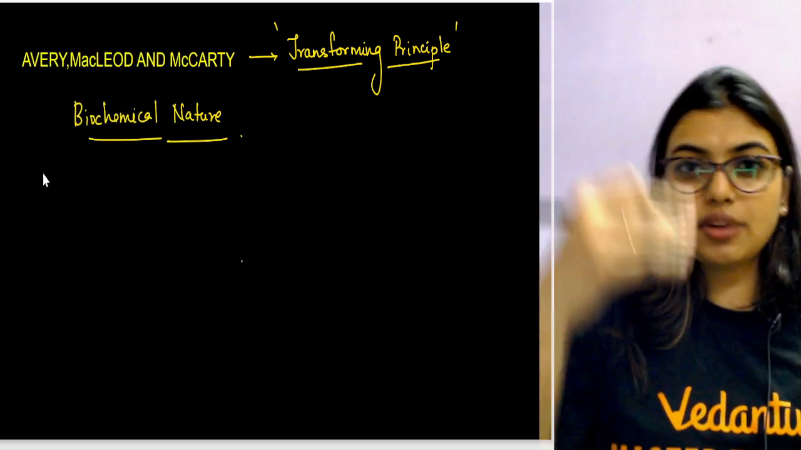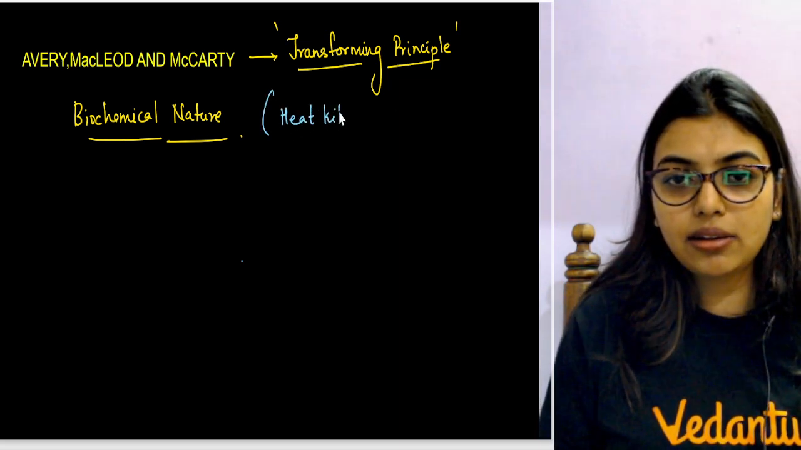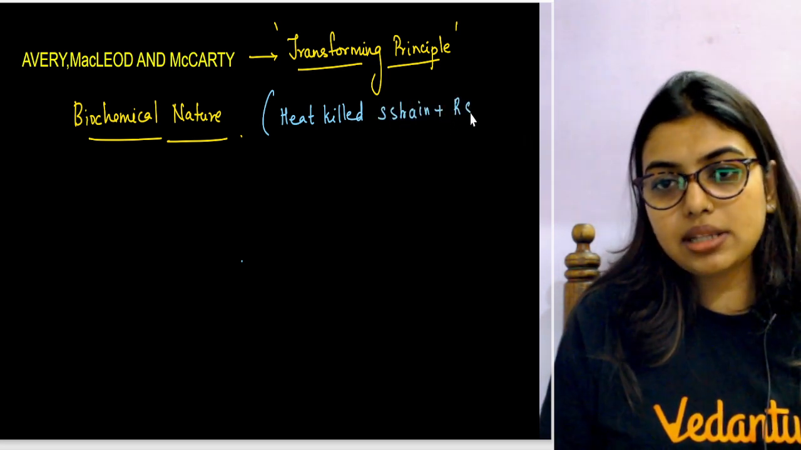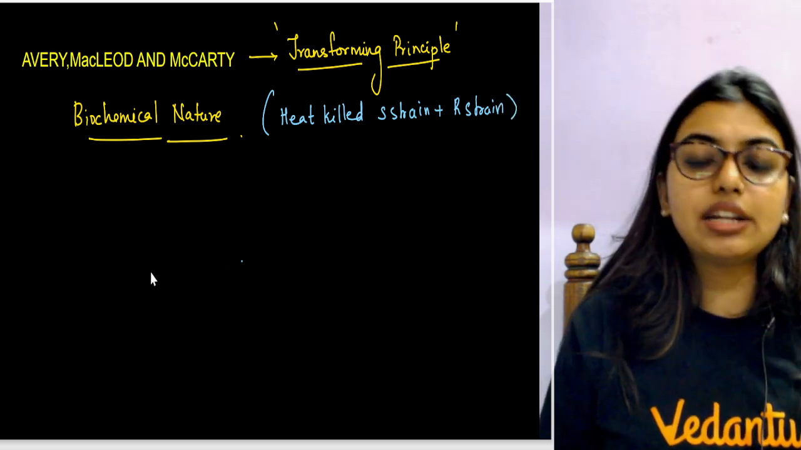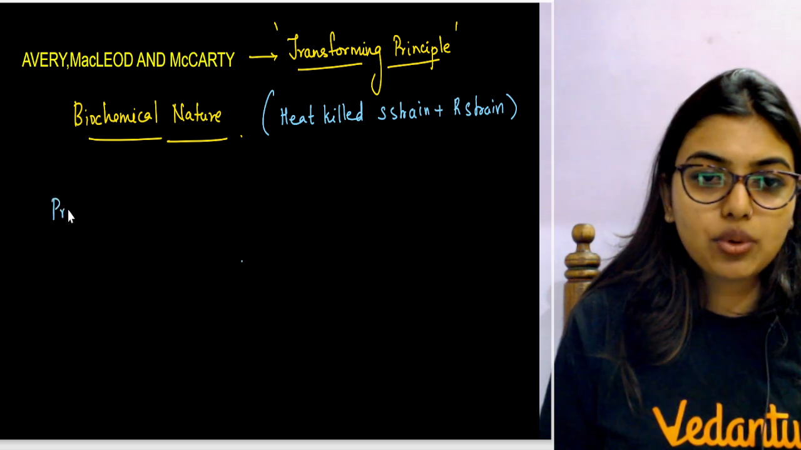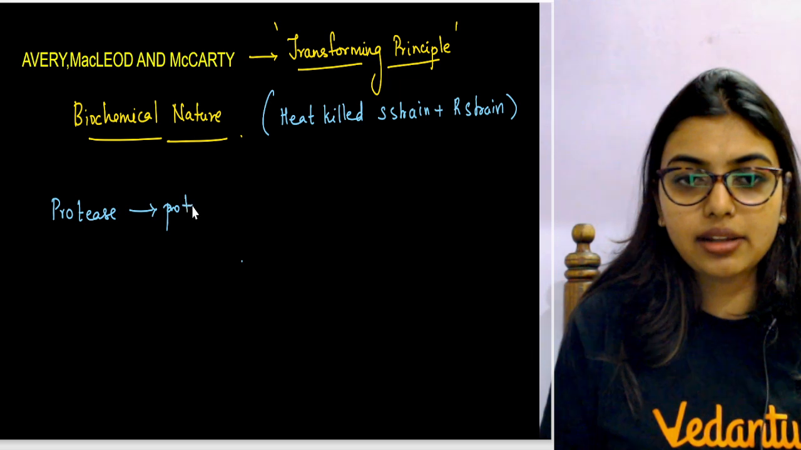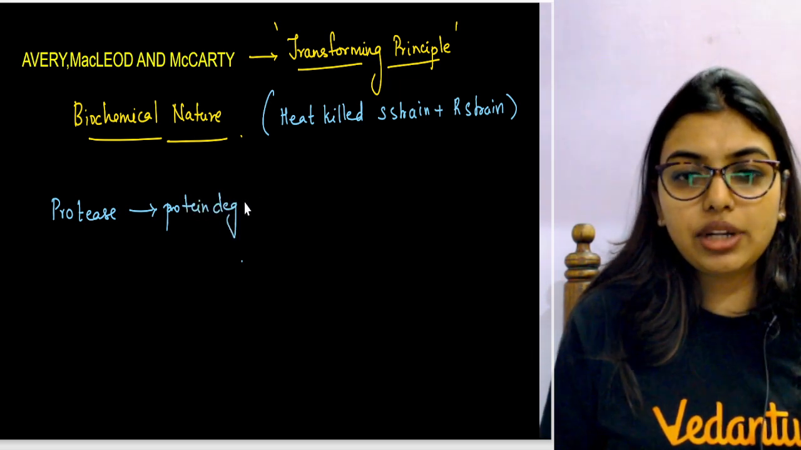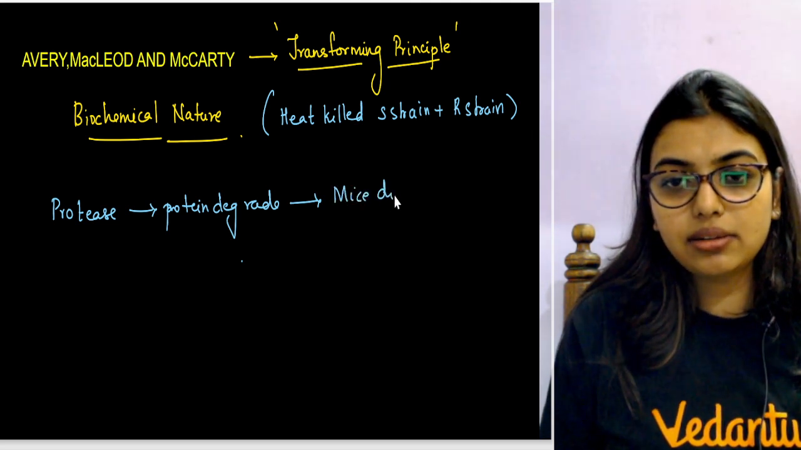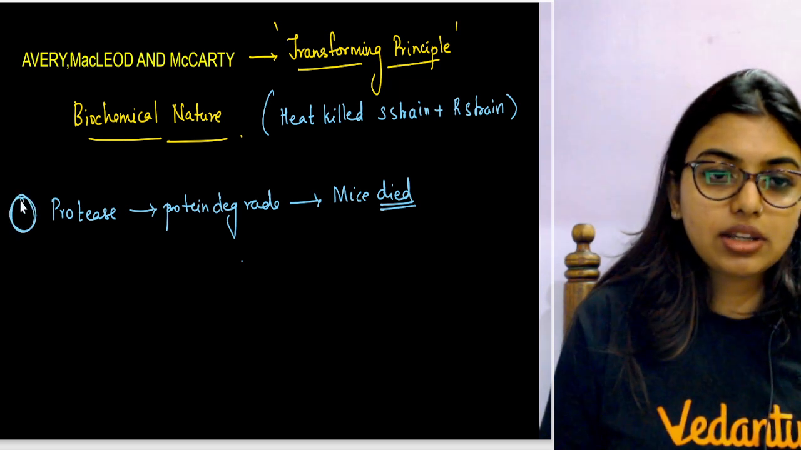They took the combination of heat-killed S strain plus R strain, and they investigated three things. First, they took this combination and added protease to it. When you add protease, what is going to happen? The protein is going to degrade. The protein degraded and they noticed that the mice still died. So I'll just write here this circle. The circle is this combination.